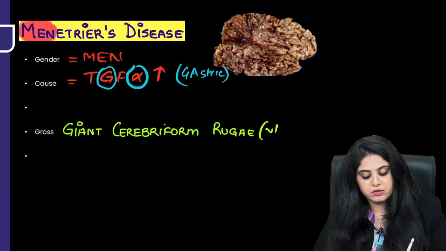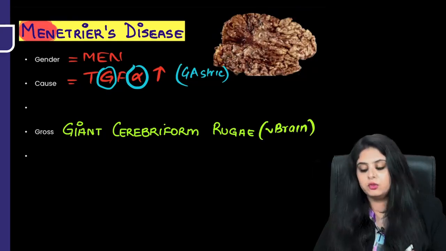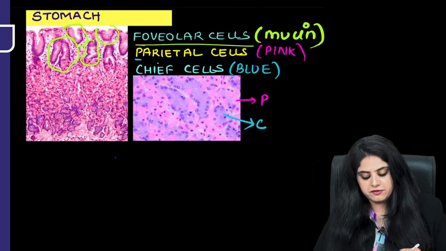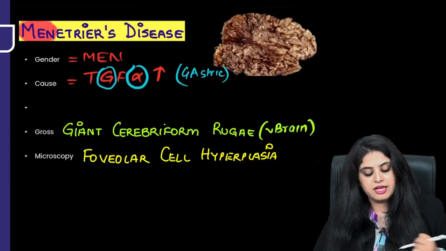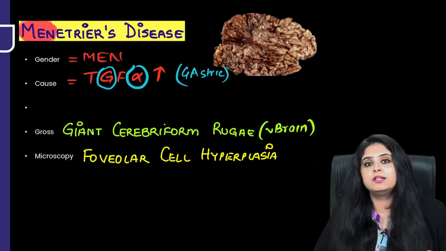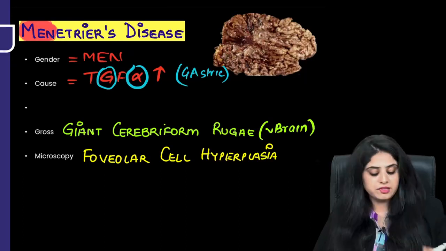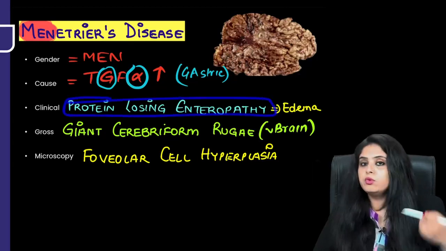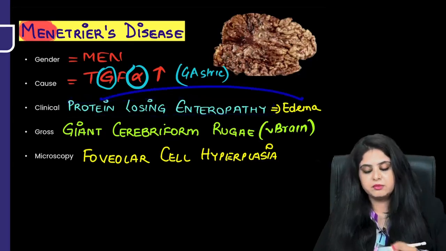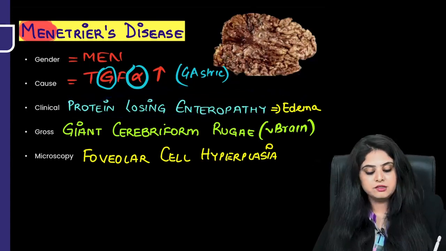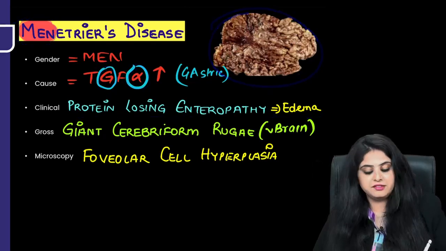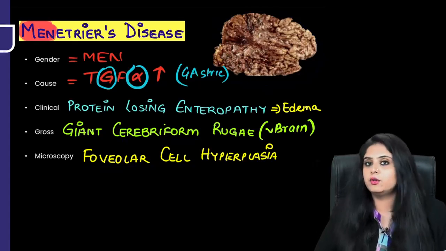It is looking very similar to the brain. But if I look at it under the microscope, you'll say, ma'am, under the microscope, which cell will increase? Foveolar, parietal or chief? So remember, there is a foveolar cell hyperplasia that is noted. Lots of foveolar cells are there. And how does the patient present? Patient will stop absorbing protein. It is a protein losing enteropathy. Protein keeps getting lost, and protein lost means the patient lands up with edema. So repeating, this is more common in men. It is TGF alpha. It is a protein losing problem. So patient has edema. The stomach looks like the brain, cerebriform, and the cells increasing are foveolar cells.